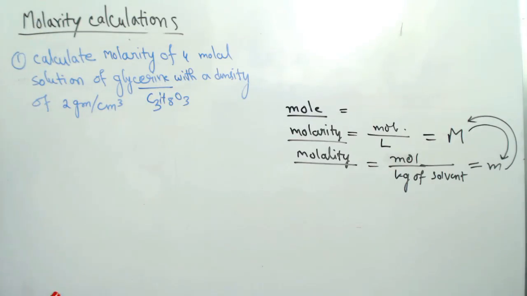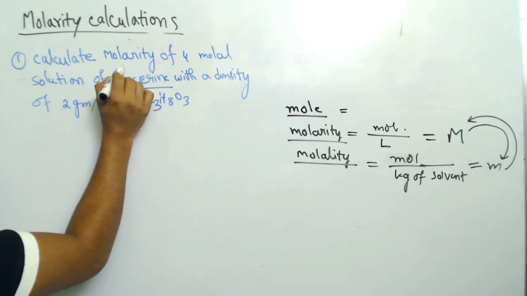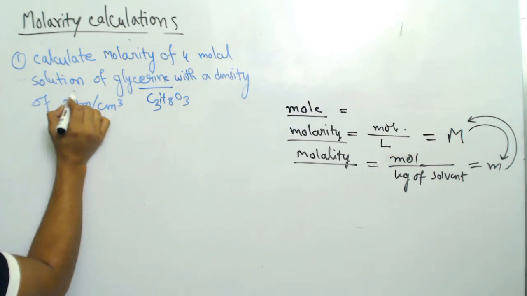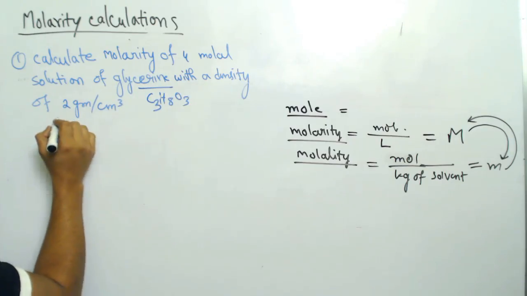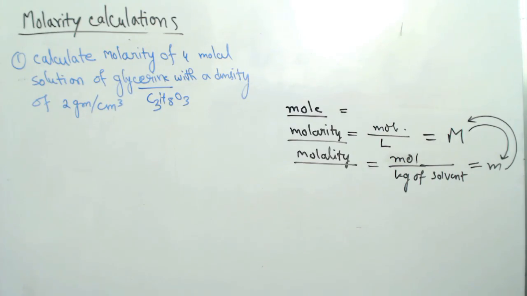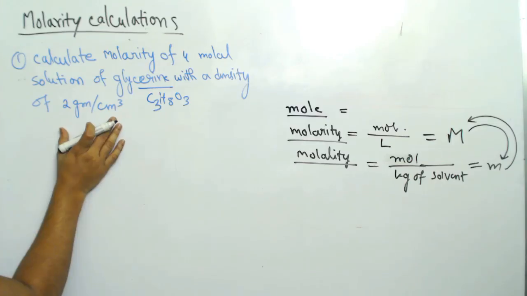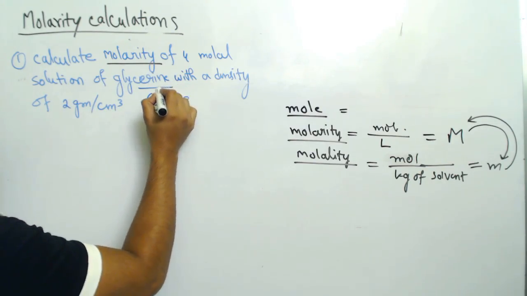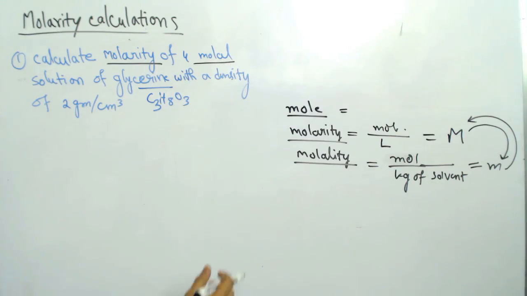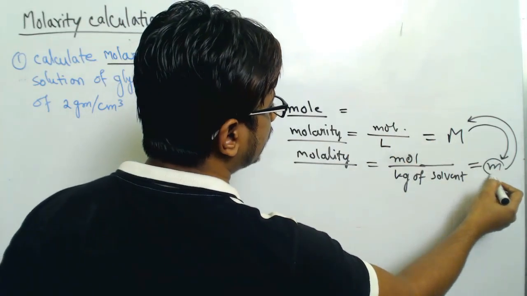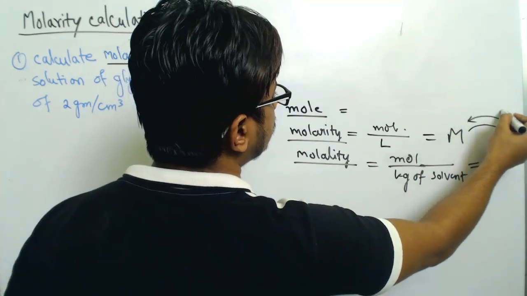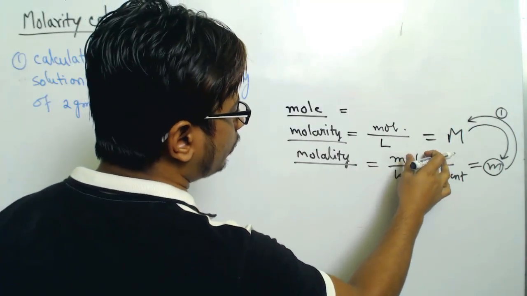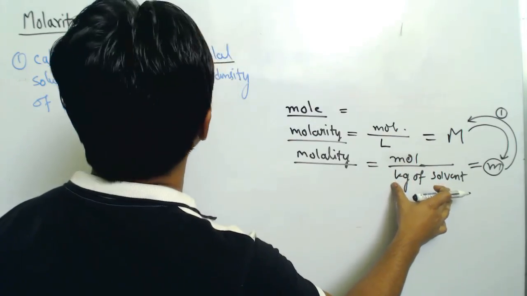We are going to calculate the molarity of a 4 molal solution of glycerine with a density of 2 gram per cubic centimeter. So in this case, we want to find molarity from the molality. Molality, small m, is given. We need to find out the capital M. So this is what we are solving right now. We are given mole per kilogram of the solvent. That is the molality that was given.